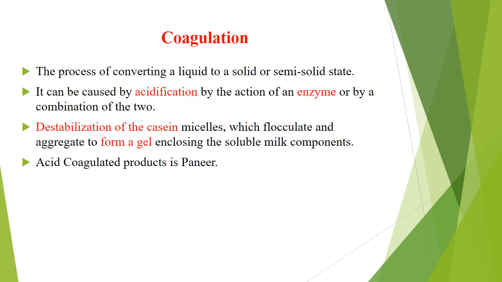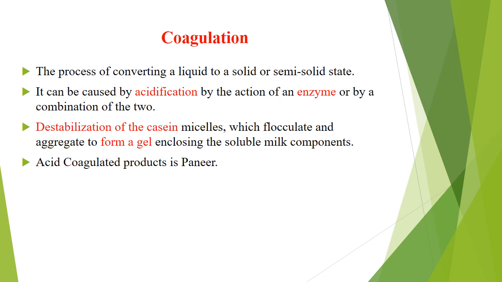So what is coagulation? Coagulation is the process of converting liquid milk to a solid or semi-solid state. This coagulation is done in two ways. The first one is acidification and the second one is by action of enzyme. In the acidification process, an acid, for example citric acid, vinegar or acetic acid, is added to the milk. When these acids are added, the milk starts to coagulate.